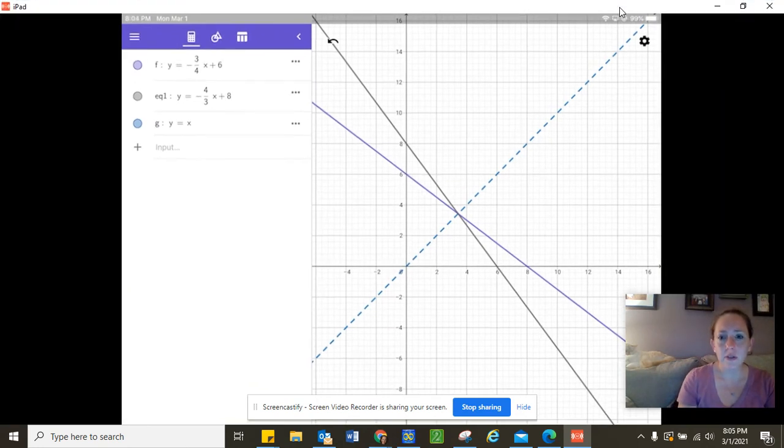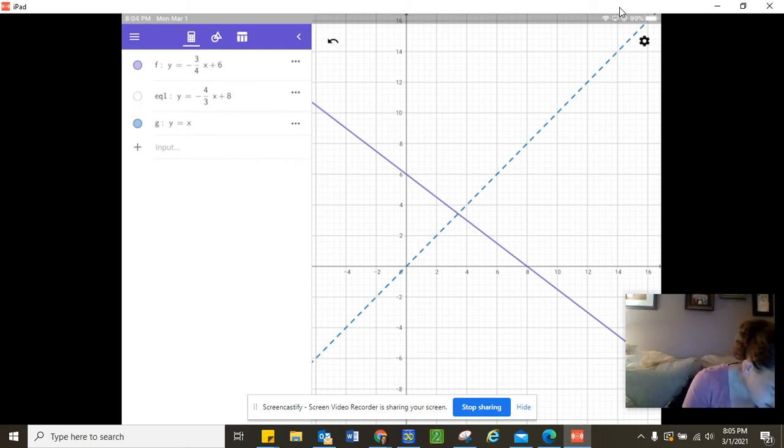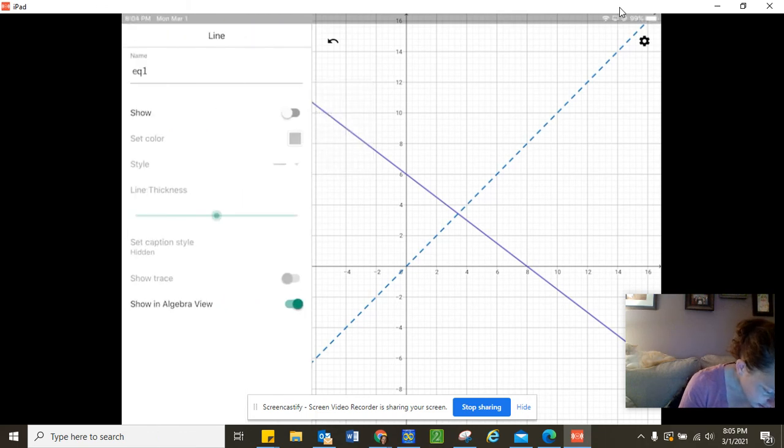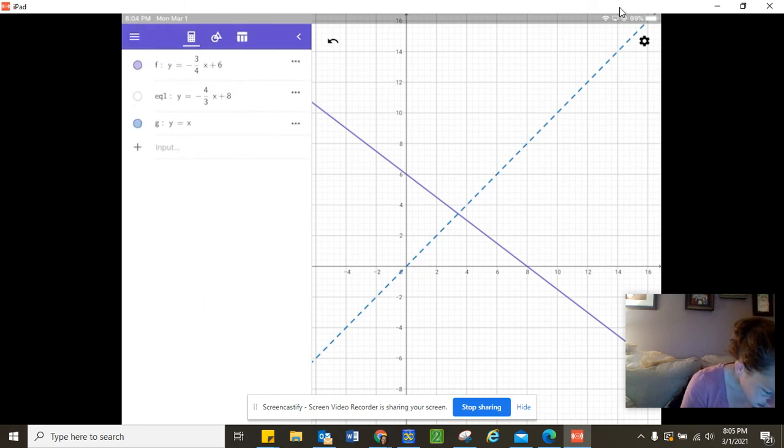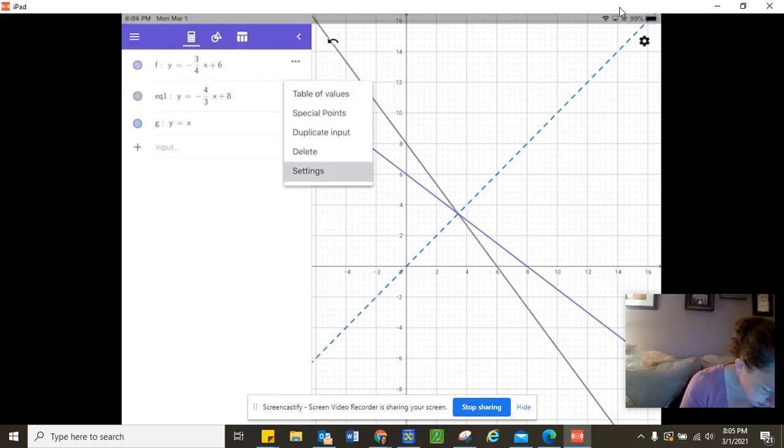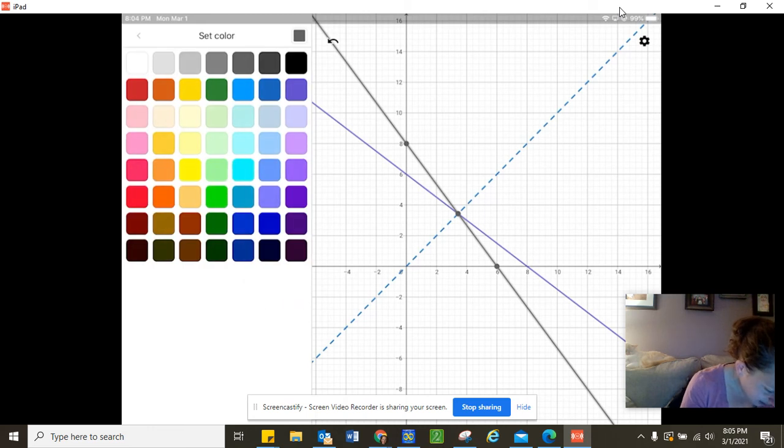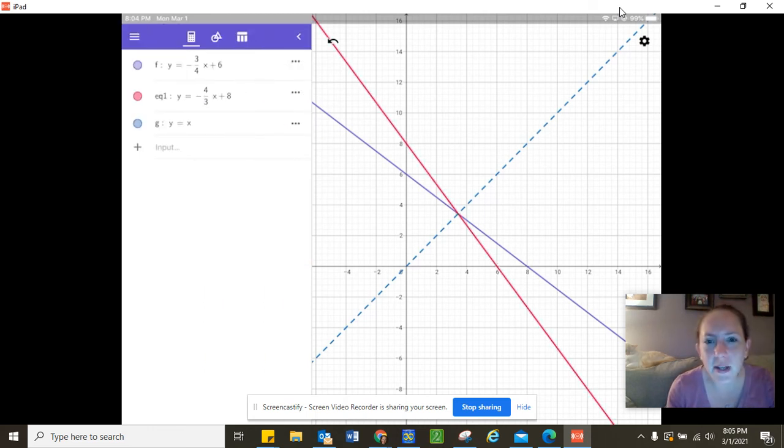Then if you look at their graphs, you will notice that if I change this one to a different color, let's make it bright red. Okay, so you've got the red line and the blue line.